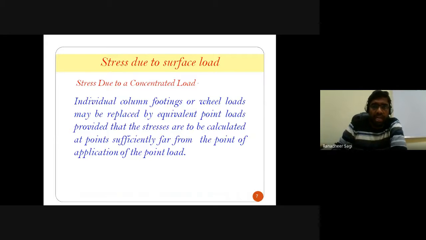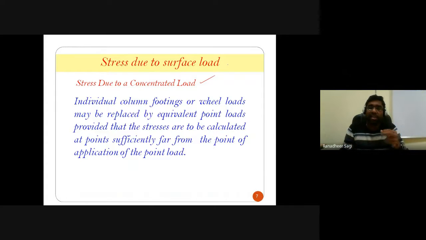So we will start understanding how we calculate the stresses due to a concentrated load. What do I mean by concentrated load? Let's say you have your structure designed properly, with loads distributed from the slab onto the beams, and from the beams onto the columns, and from the columns the load gets distributed onto the foundation.